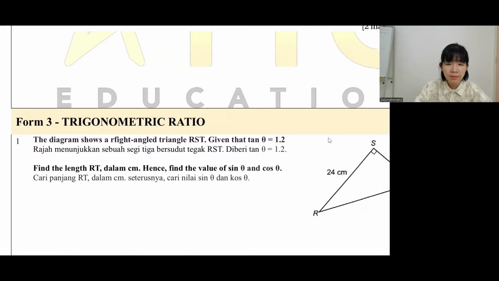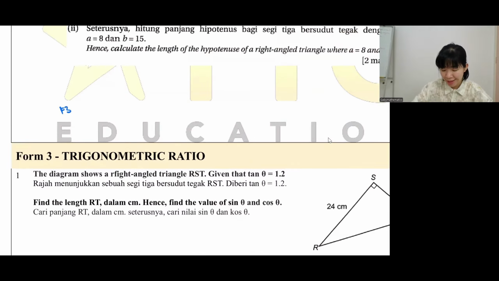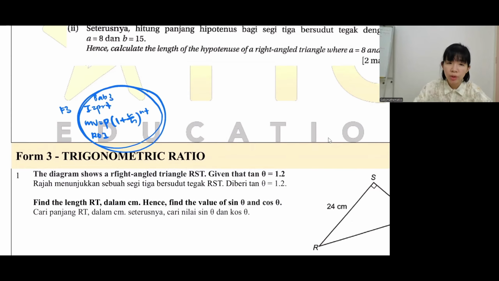Do you hate I equals PRT? Chapter 3. Do you hate this Form 3, like I equals PRT? And then got what? MV equals P(1 plus r over n)^(nt). And then got what? Then ROI some more. So all this is in Form 3 Bab 3, right? So this Bab 3, we're not going to do today.